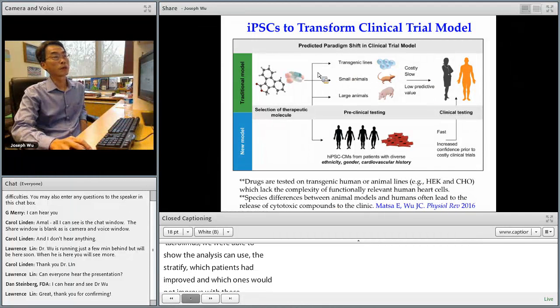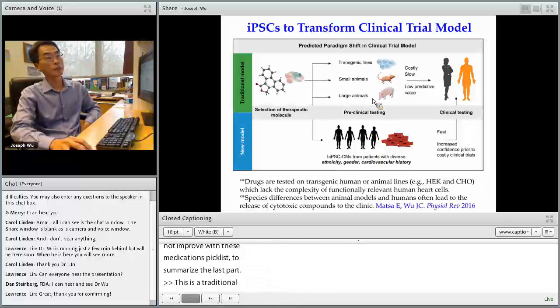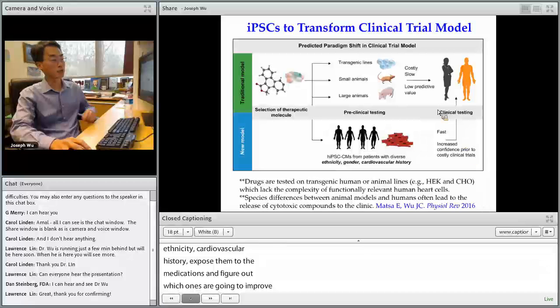this is a traditional paradigm in terms of clinical trial model, using transgenic cell lines, small animals, large animals: costly, slow, low predictive value. And then in the future, is it possible to add? We're not advocating to replace them. We're advocating to add them, so that you take cells from patients of diverse ethnicity, gender, and cardiovascular history. You expose these cells to the medications, and then you figure out which medication is going to improve and which one is not going to improve. This gives you increased confidence prior to costly clinical trials.